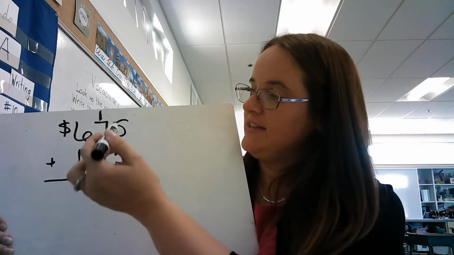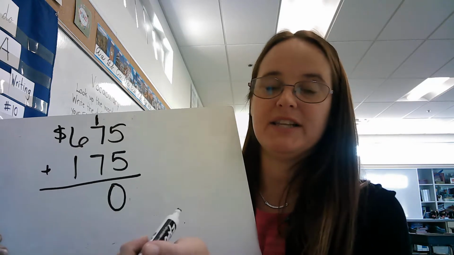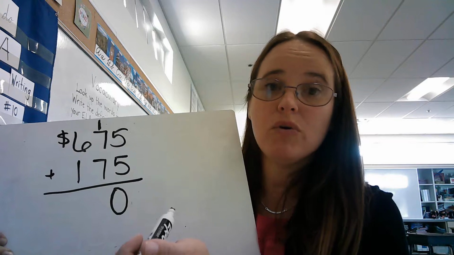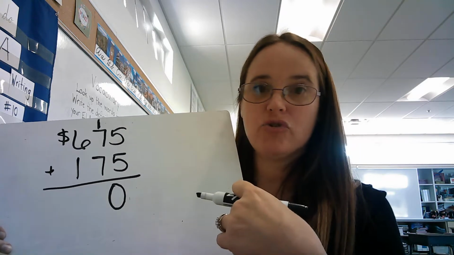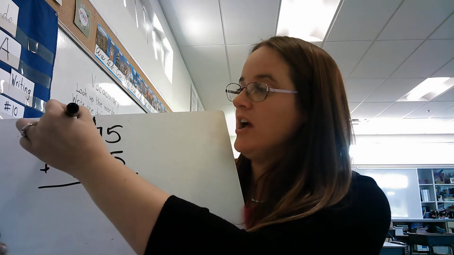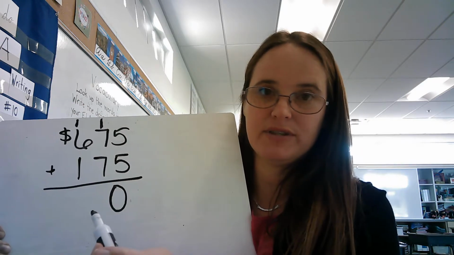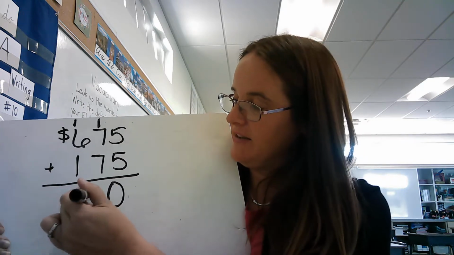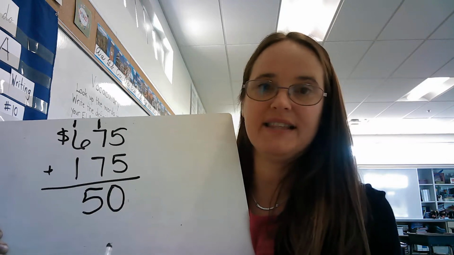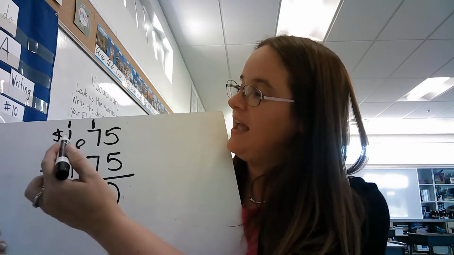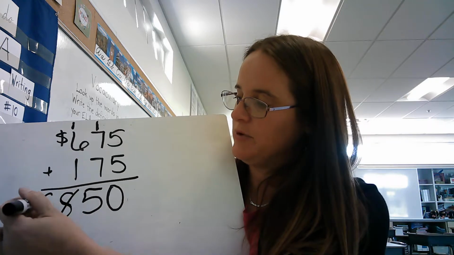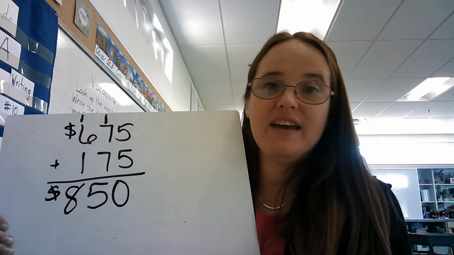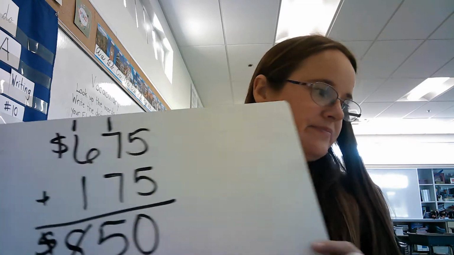Then we had 7 tens plus 7 tens plus 1 10. We have a total of 15 tens. If you remember, once I made my trade, I got an extra 100 that I added to the hundreds pile, and I still had 5 tens left. And then we added our hundreds, 6, 7, 8. So Esmeralda has a total of $850.